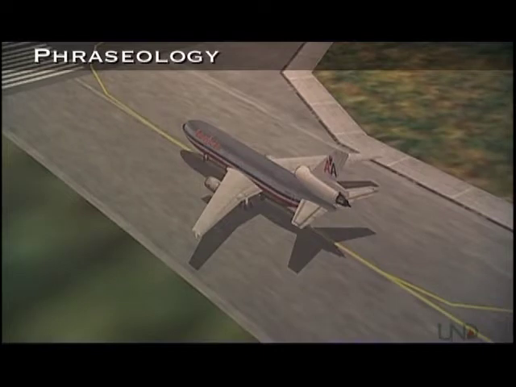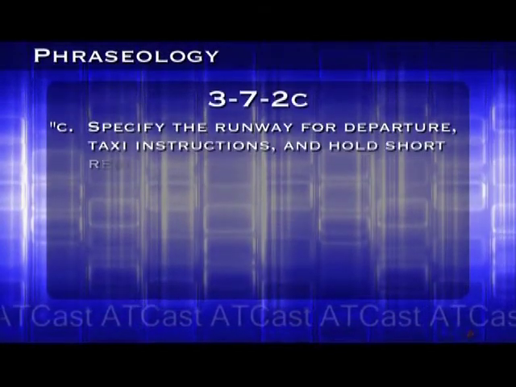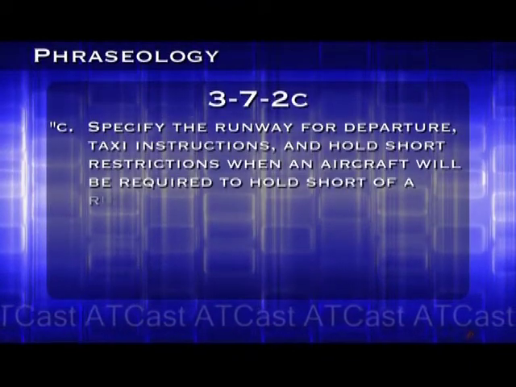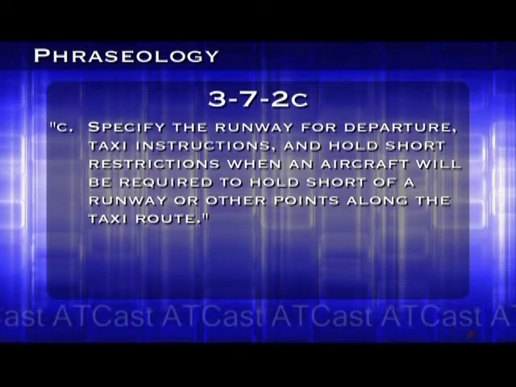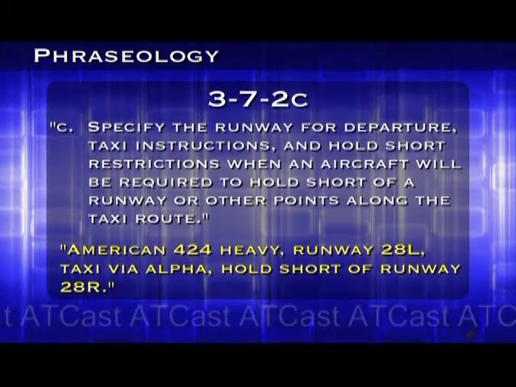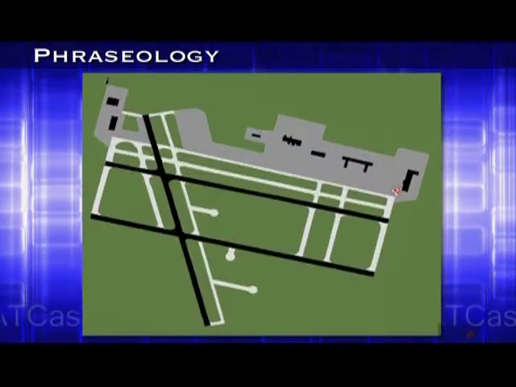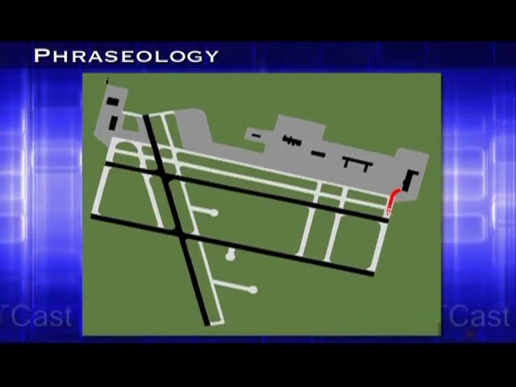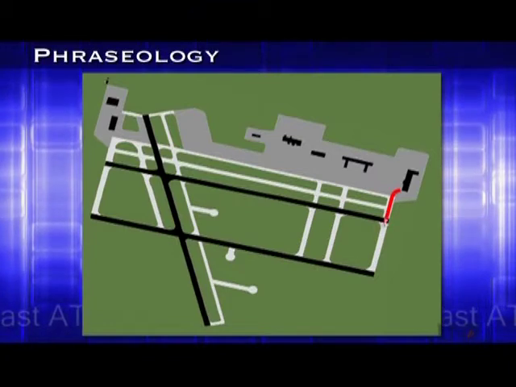This changes the phraseology slightly, because the aircraft will need to cross runway 28 right on its way to runway 28 left. The 7110 says, specify the runway for departure, taxi instructions, and hold short restrictions when an aircraft will be required to hold short of a runway or other points along the taxi route. Using this formula, the phraseology would be, "American 424 Heavy, runway 28 left, taxi via Alpha, hold short of runway 28 right." American 424 Heavy can taxi to runway 28 left on taxiway Alpha, but must hold short of runway 28 right and wait for permission to cross it.